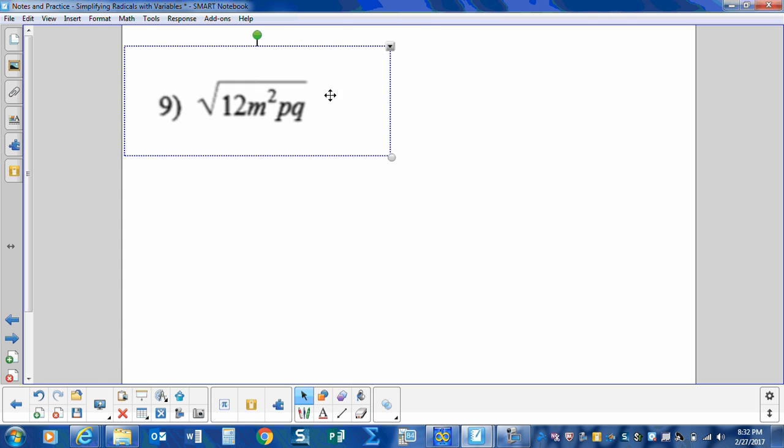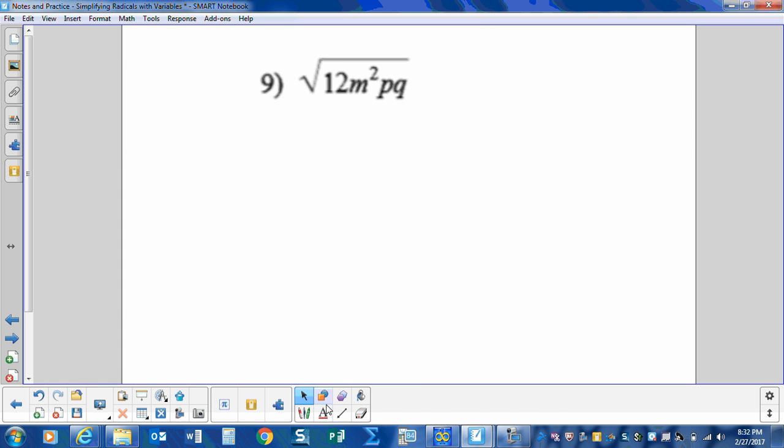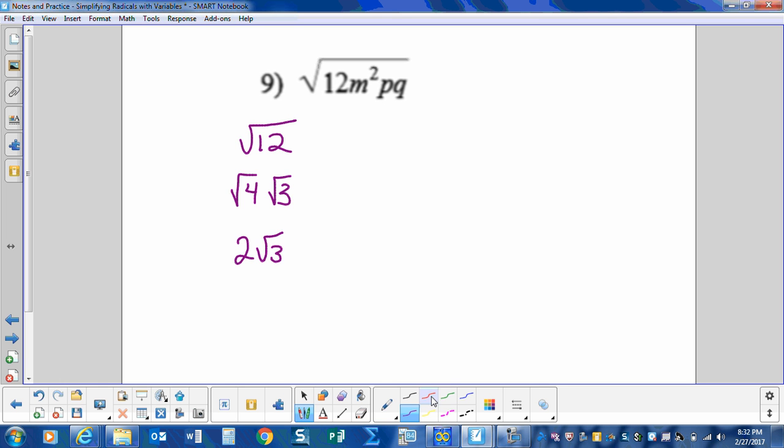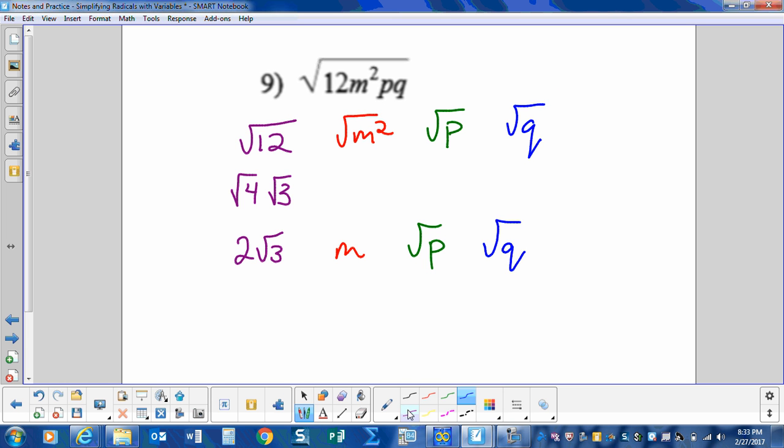All right, let's take it up. Now we got 3 variables. So let's rewrite that. We have the square root of 12, which is the square root of 4 times the square root of 3, which is 2 square roots of 3. The square root of m squared is m. And then I have the square root of p, and the square root of q. So what do I have on the outside? I have a 2 and an m, and square root of 3pq.